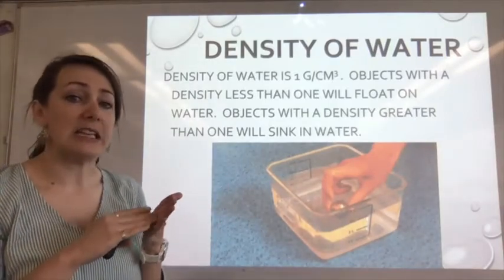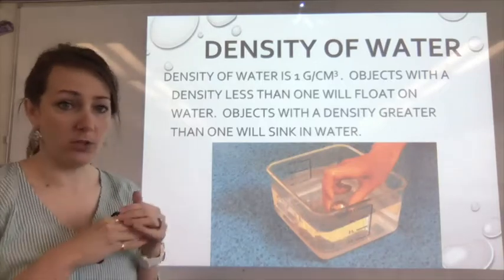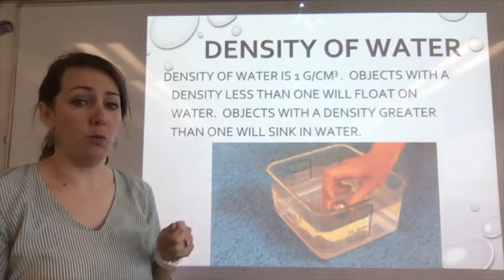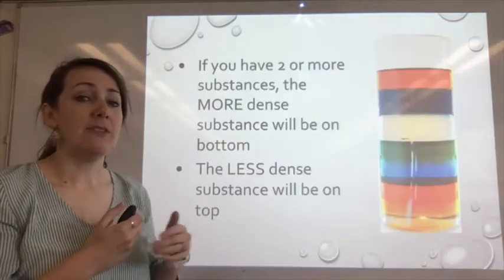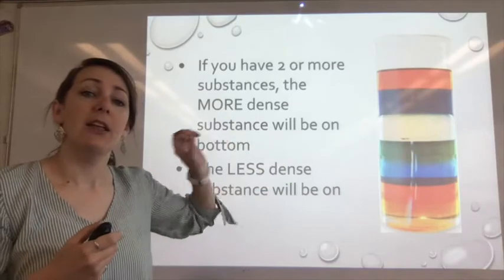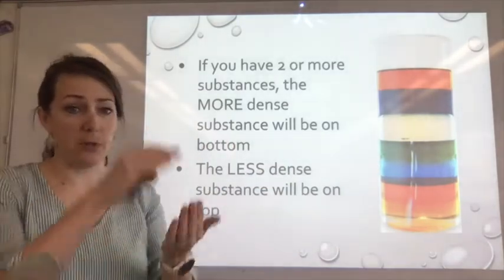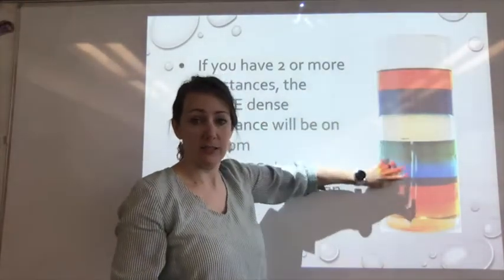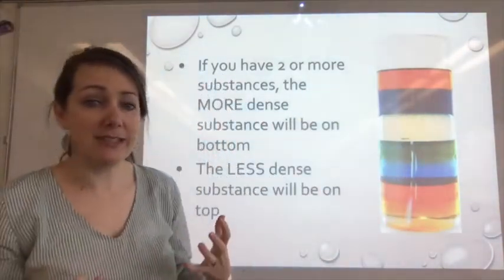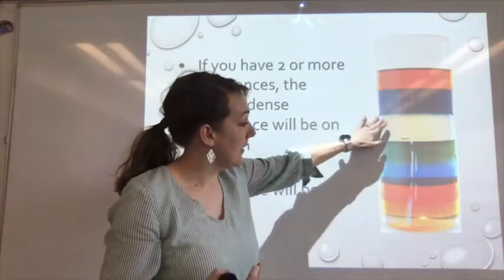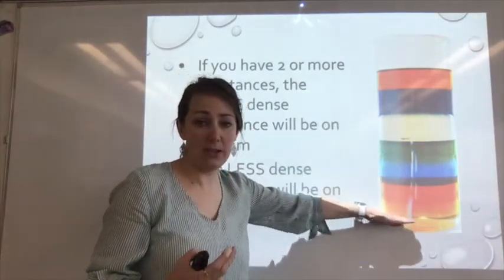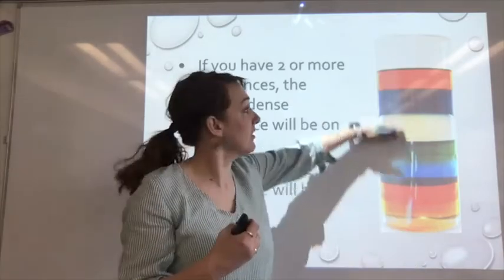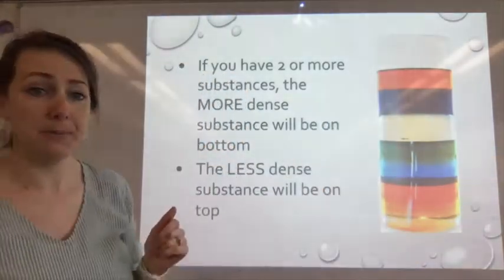Objects with a density less than 1 will float on water. Objects with a density greater than 1 are going to sink in water. If you have 2 or more substances, the most dense substance is always going to sink to the bottom. So if we have a container full of different liquids that have different densities, the liquid that has the greatest density is always going to go to the bottom. The liquid with the least density is always going to rise to the top.